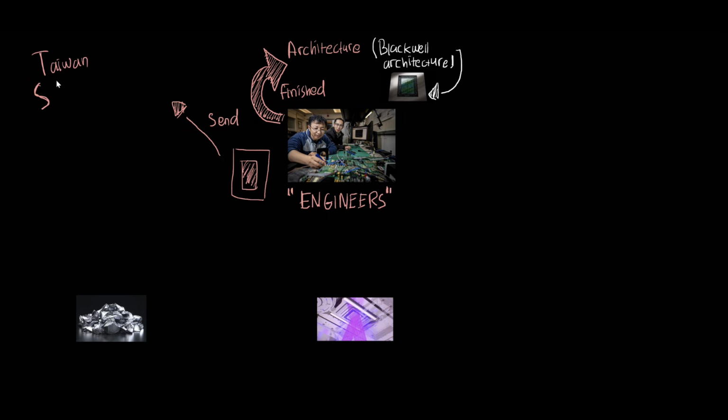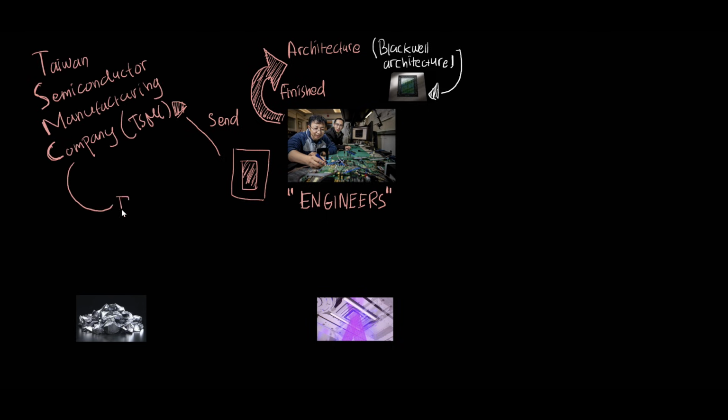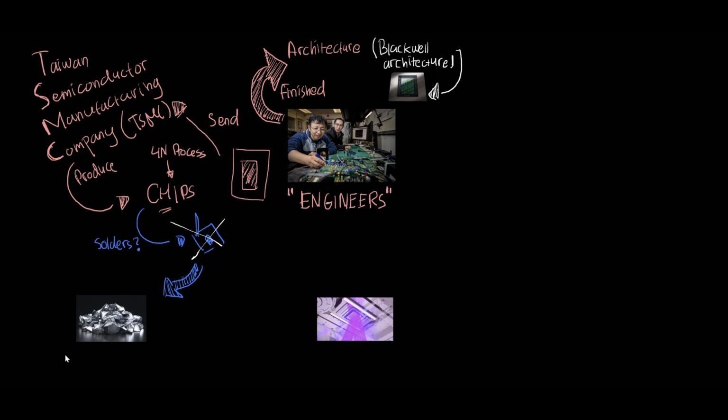Once the engineers at NVIDIA finish the architecture, the design files are sent across the ocean to TSMC, the foundry responsible for manufacturing the chips. It is really important to understand that we do not build these chips by soldering tiny mechanical parts together.